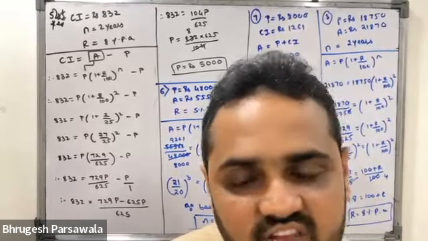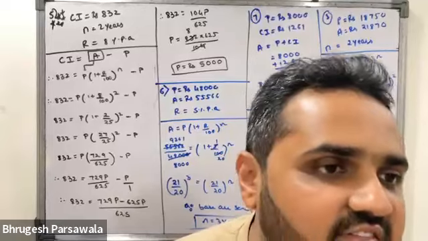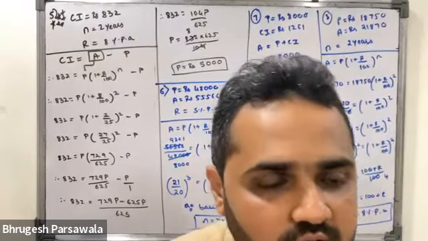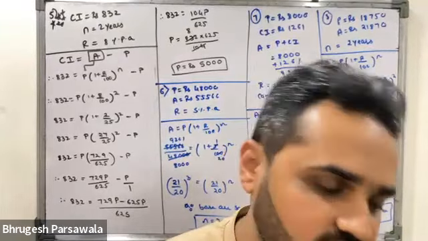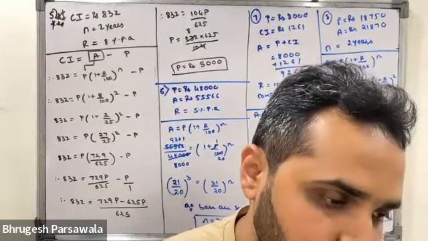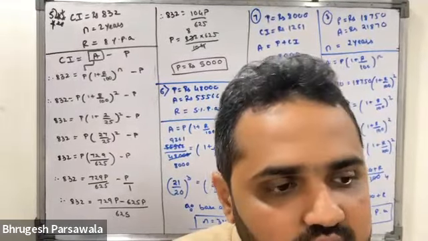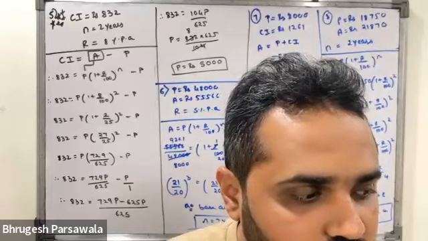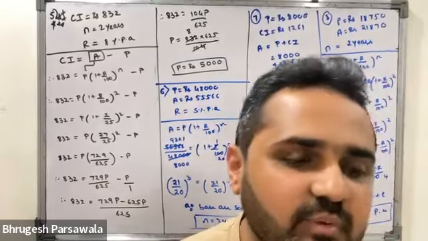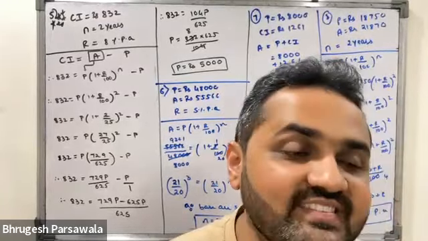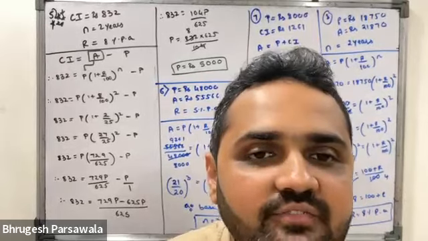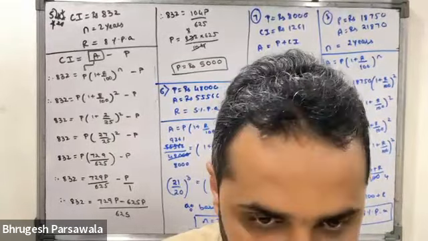So in this transaction, what is my advantage? What was my benefit? Why did I do all this? I will get a profit. What profit? Compound interest minus simple interest. Very nice, beta. So the difference between CI and SI is my benefit, my gain.